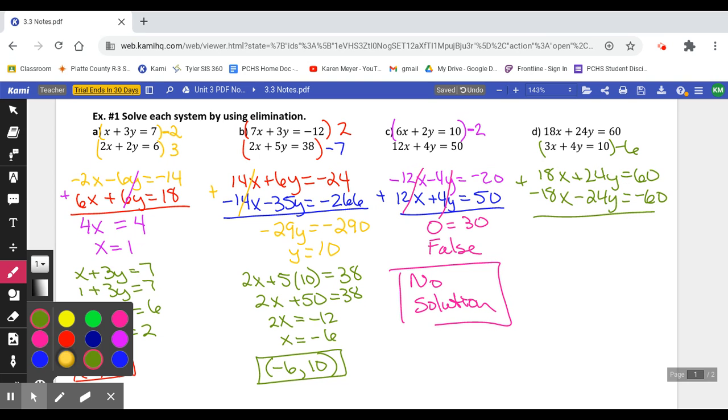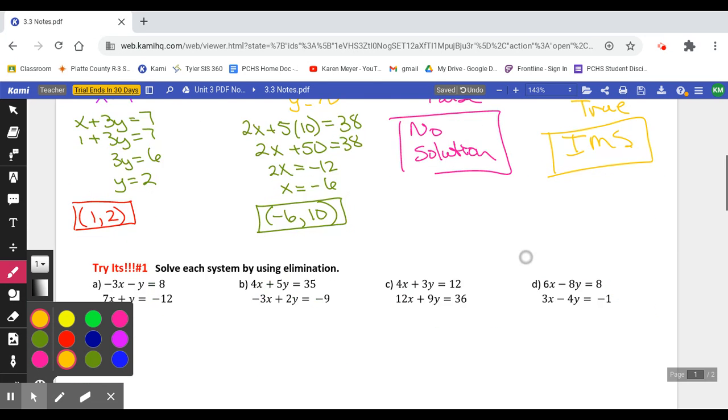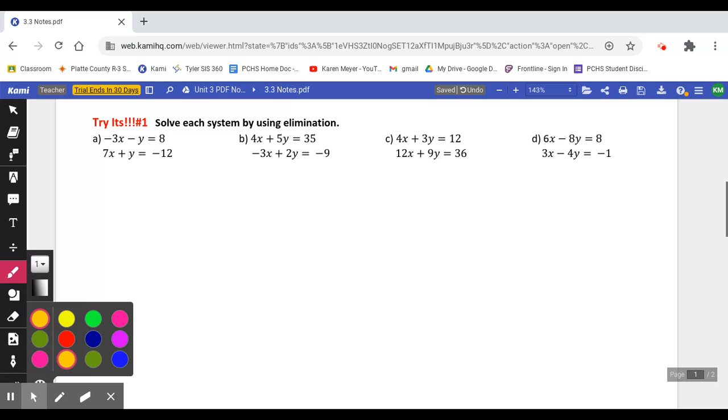And when I add my columns, oh, x's cancel. Oh, y's cancel. Oh, plain numbers also cancel. So I get 0 equals 0. Well, that is true. And if it's a true statement, we call it infinitely many solutions, or IMS for short. So please pause the video and go try the next 4 by yourself.